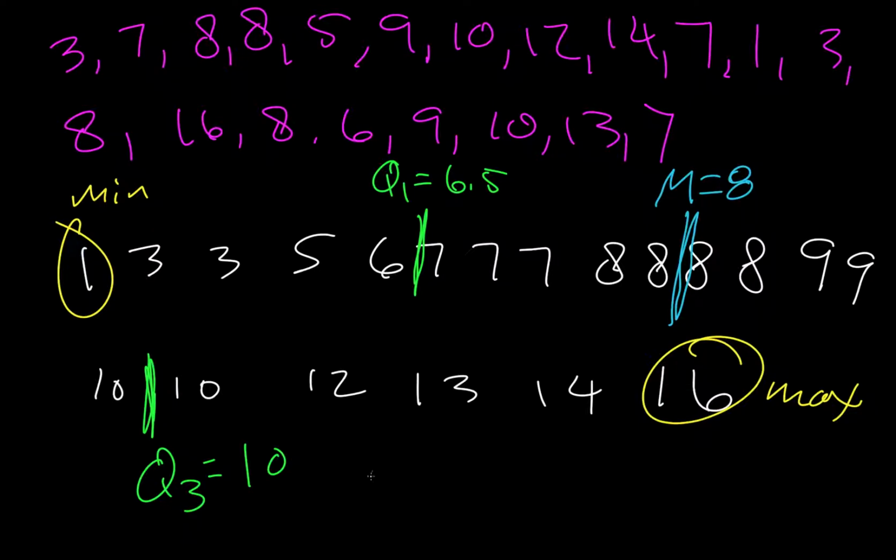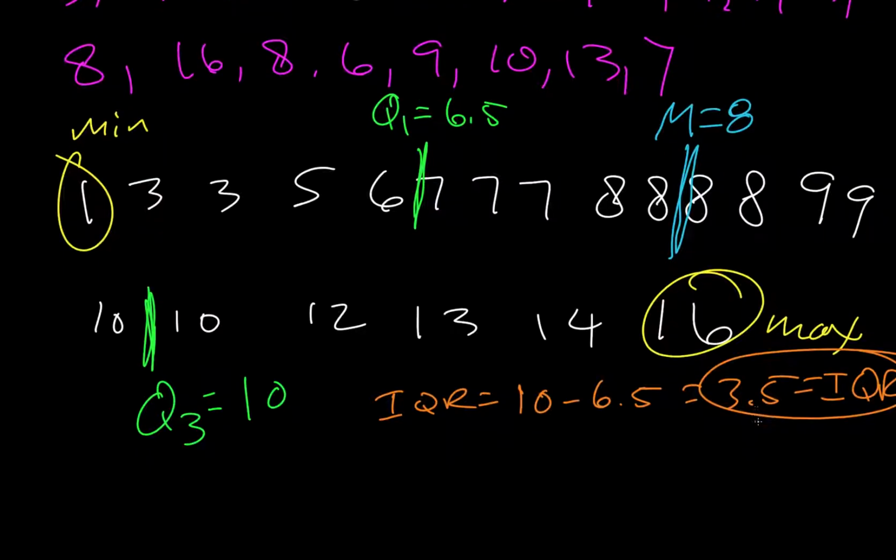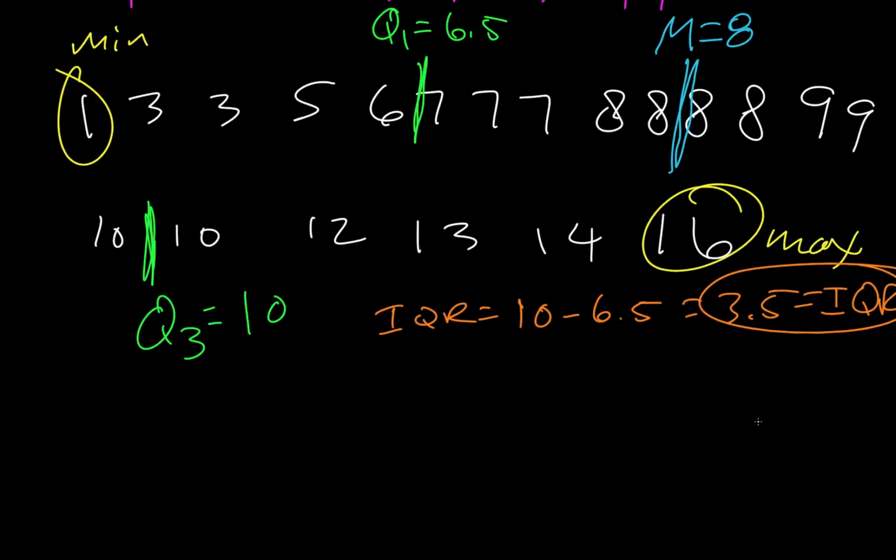Now a couple other things we need. We need to know the IQR. So IQR is just Q3 minus Q1. So it's 10 minus 6.5. So it's going to be 3.5 is the IQR. Okay. Now we're going to test for outliers. So we can go down to there.